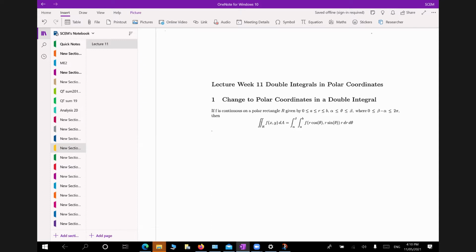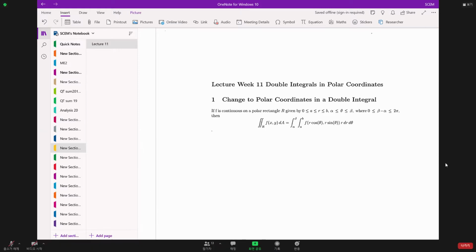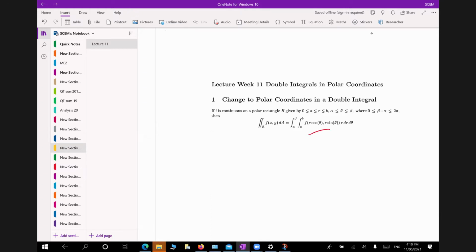So the idea is for you to read through page 1063, just one page there. They show you how you convert from rectangular coordinates, the integral over R of f(x, y) dA. This is how you convert it to polar coordinates.